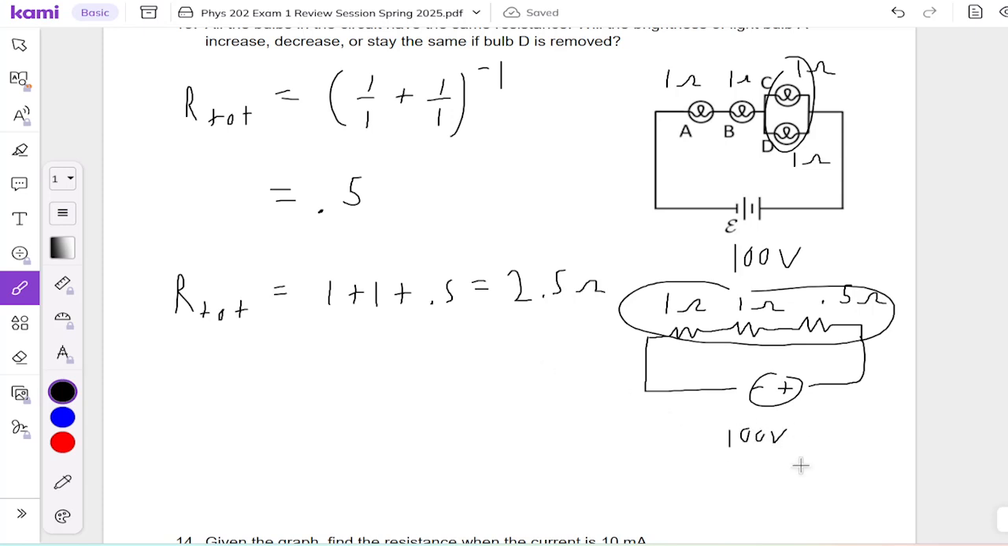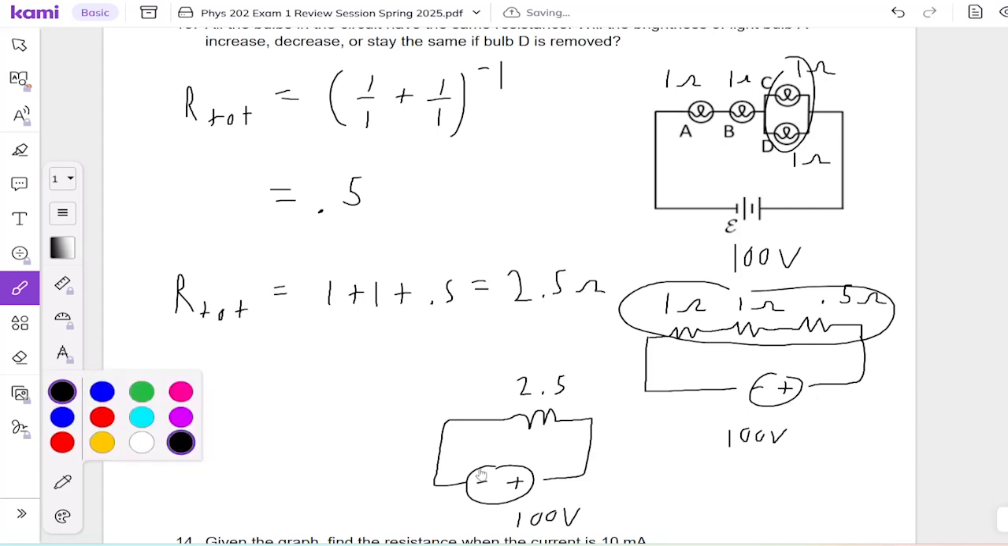Step 1 is complete. I now have the one resistor, 2.5 ohms. I guess I'll redraw it again, but I don't really have to, but I will. One resistor, 2.5 ohms. Step 2 was to use Ohm's law to find the current coming out of the battery. Remember, current always points from positive to negative, so it goes that way.